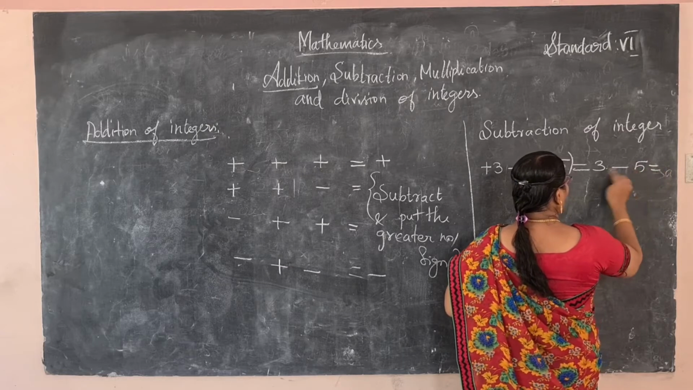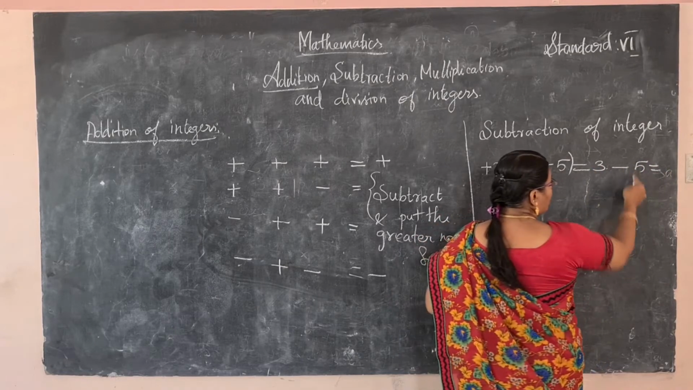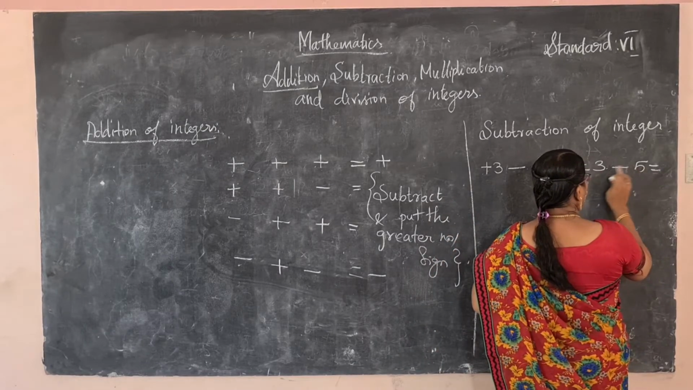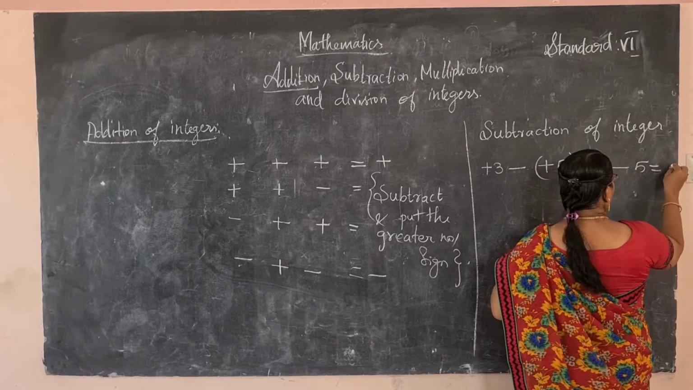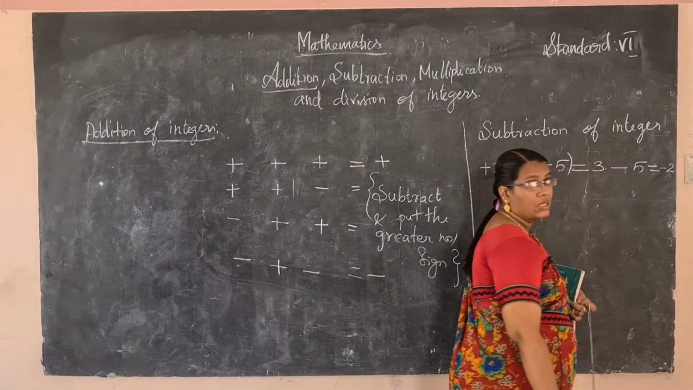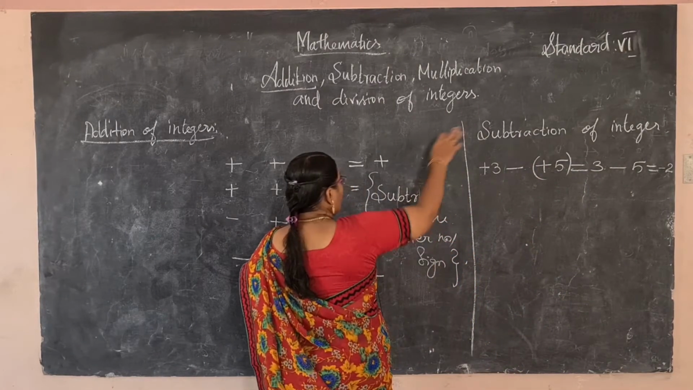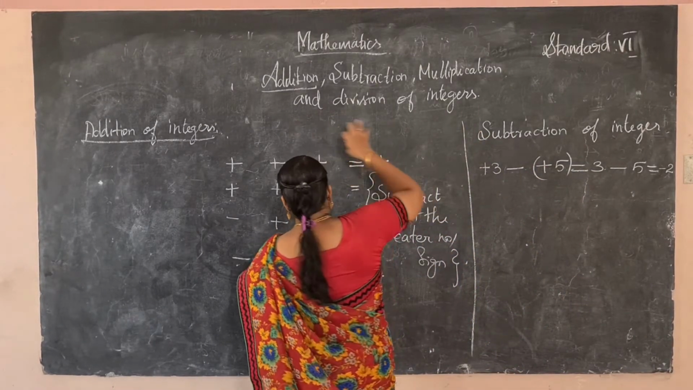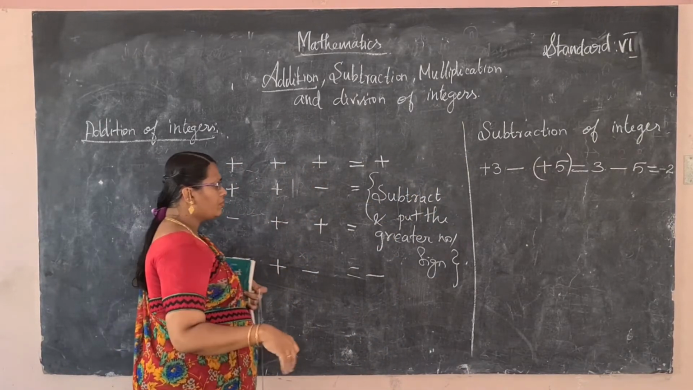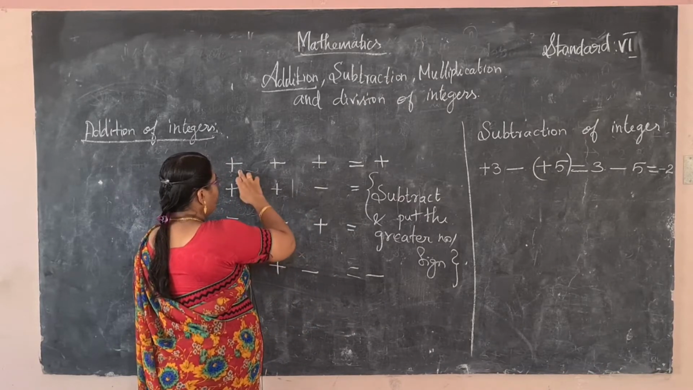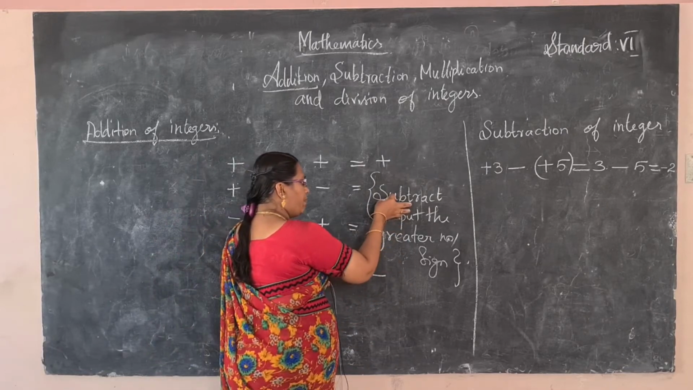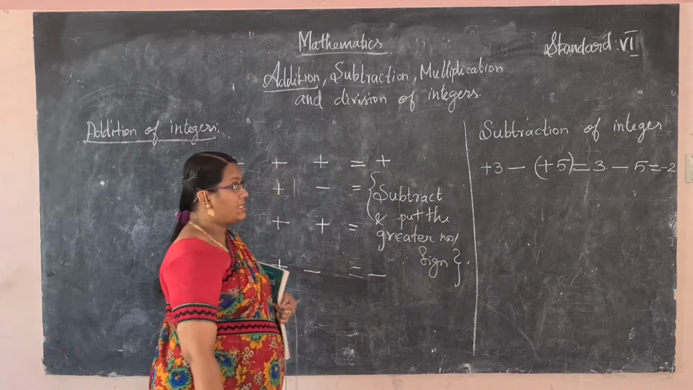So subtract, since there are two different signs. This one is positive, this one is negative. So subtract and put the greater number's sign. Subtract 3 minus 5: what do we get? 2. The greater number's sign is minus. So the answer is minus 2. So subtraction of integers and addition of integers are the same. If both signs are the same, plus plus plus. If two different signs come, as usual subtract and put the greater number's sign.